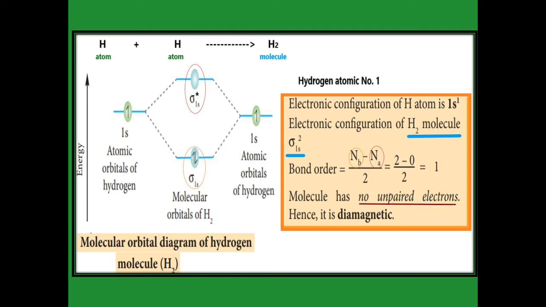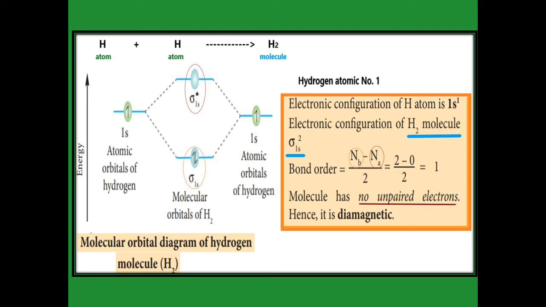In sigma star 1s there is no electron in the antibonding molecular orbital, because the 1s of hydrogen contains only one electron. So the one electron from each of the two hydrogen atoms will be placed in the sigma 1s alone. It never goes to sigma star 1s.